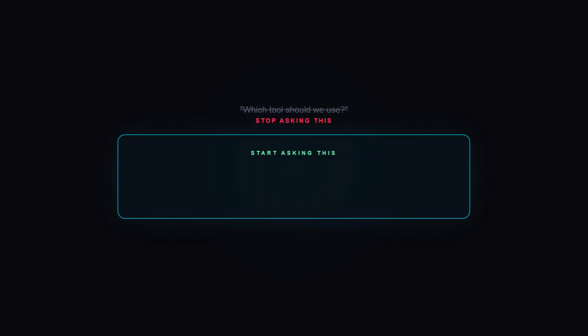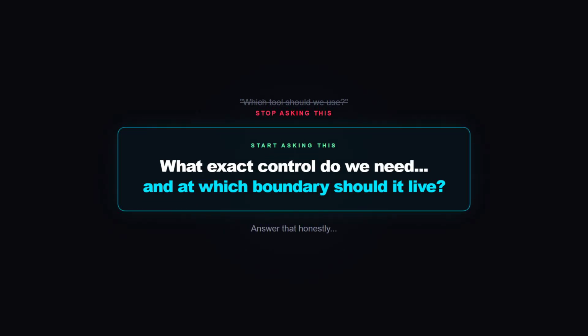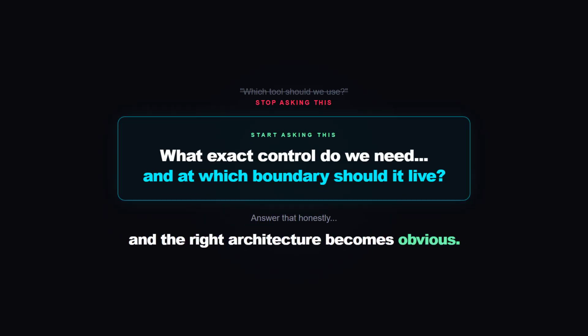So stop asking, which tool should we use? Start asking, what exact control do we need? And at which boundary should it live? Answer that honestly, and the right architecture becomes obvious.